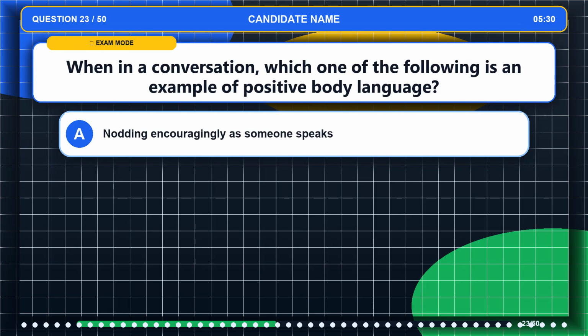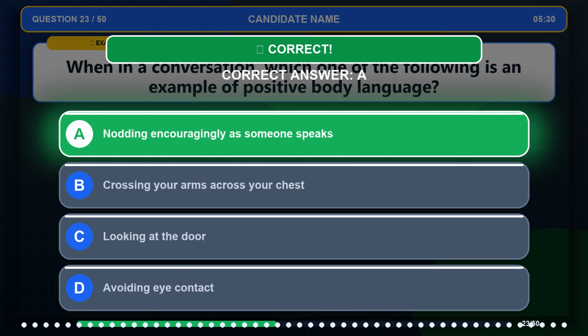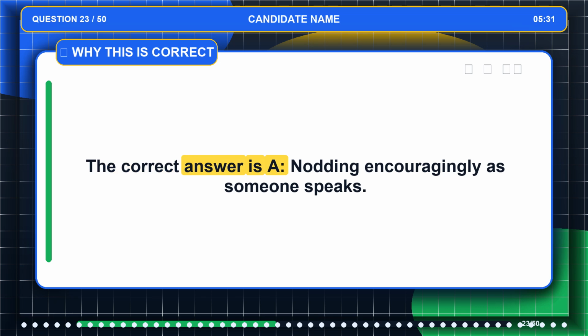Question 23. When in a conversation, which one of the following is an example of positive body language? Option A, nodding encouragingly as someone speaks. Option B, crossing your arms across your chest. Option C, looking at the door. Option D, avoiding eye contact. The correct answer is option A, nodding encouragingly as someone speaks.